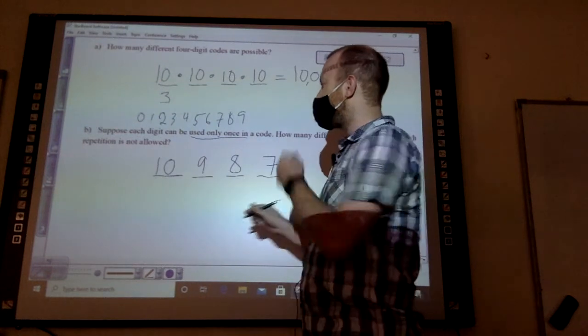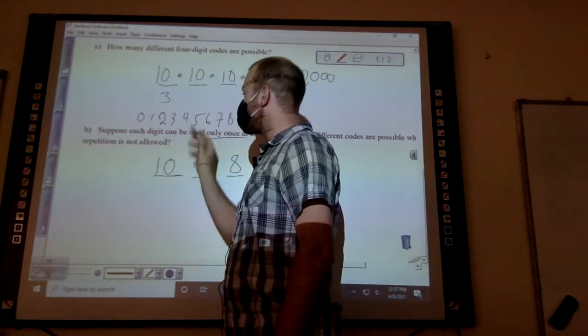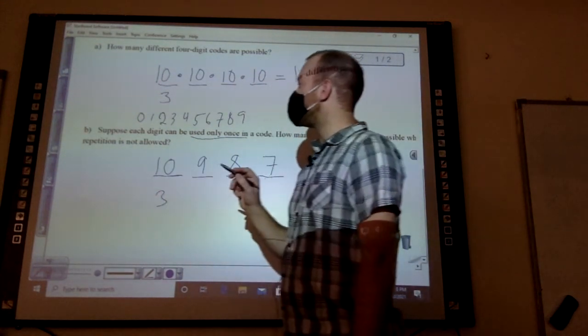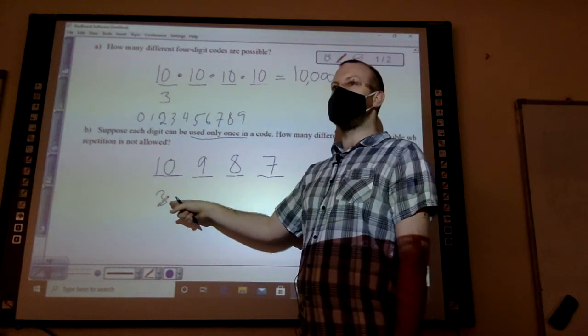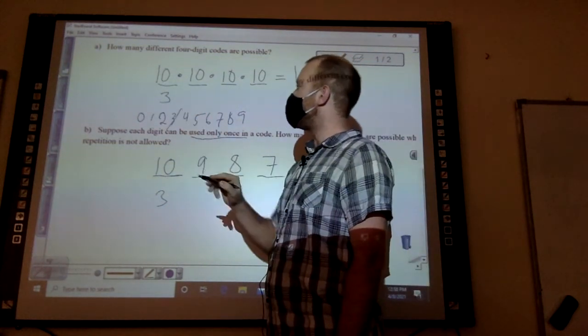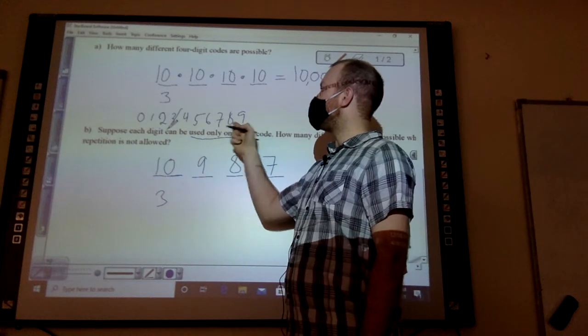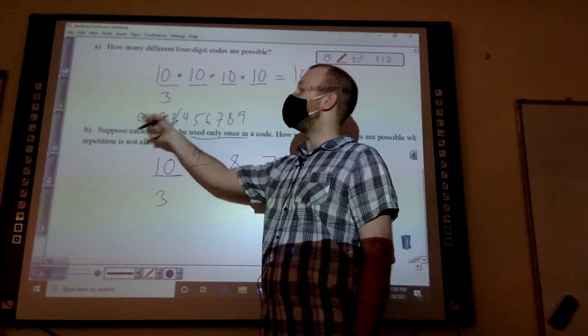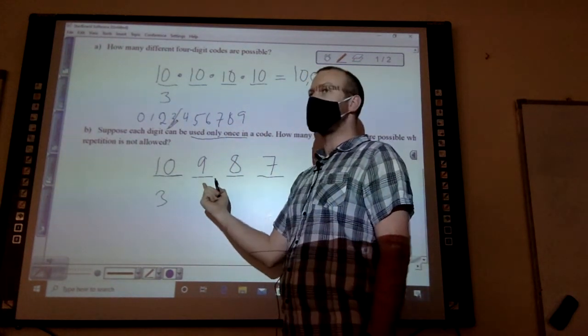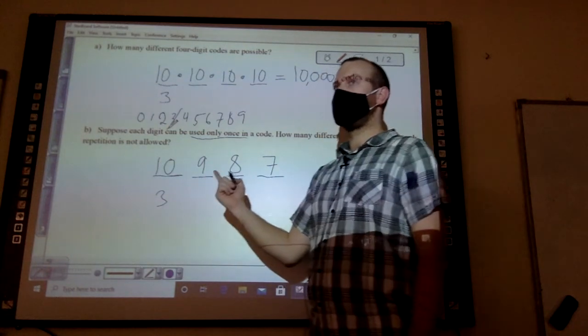Whereas for this second one, if I put 3 as the first digit, I'm not allowed to use that anymore. So I have to cross that out, and my only options are 1, 2, 3, 4, 5, 6, 7, 8, 9. I've only got 9 options left to put for the second one. Does that make sense?